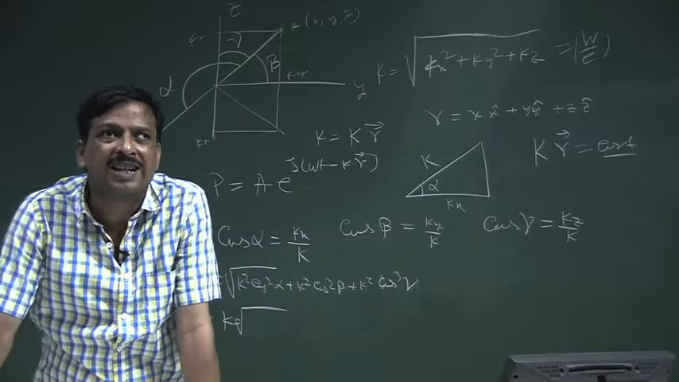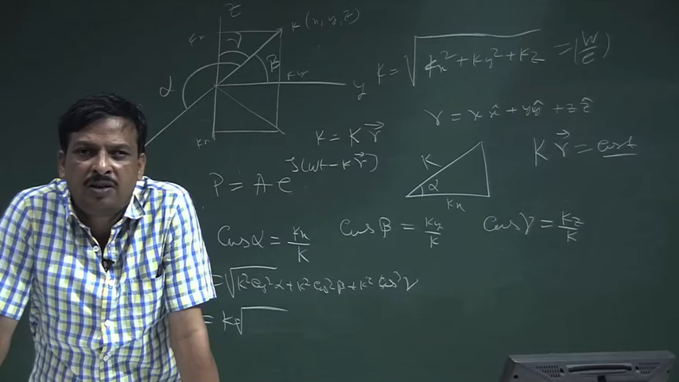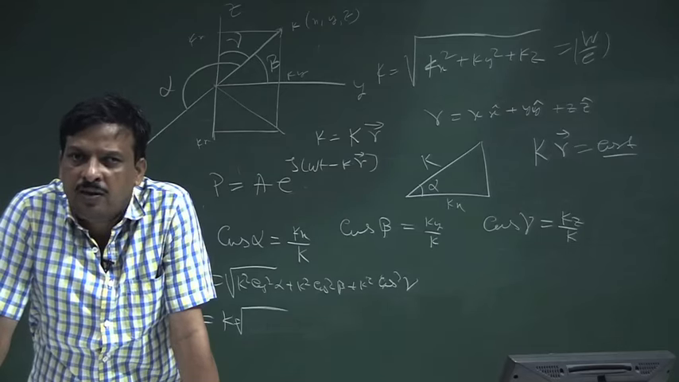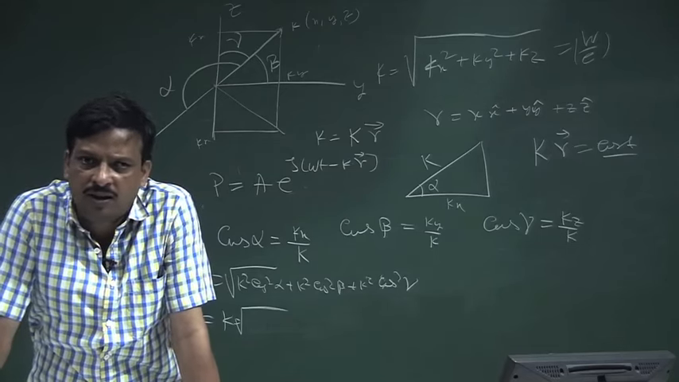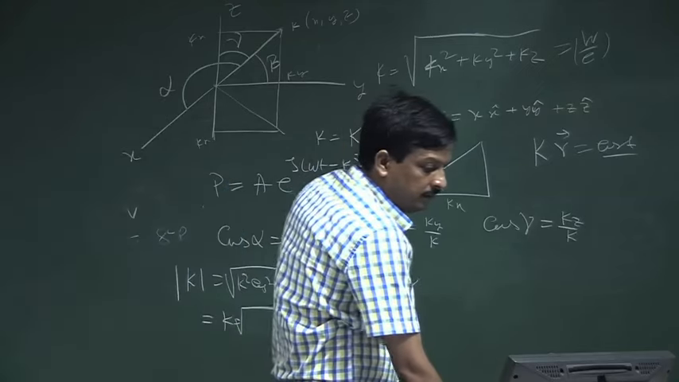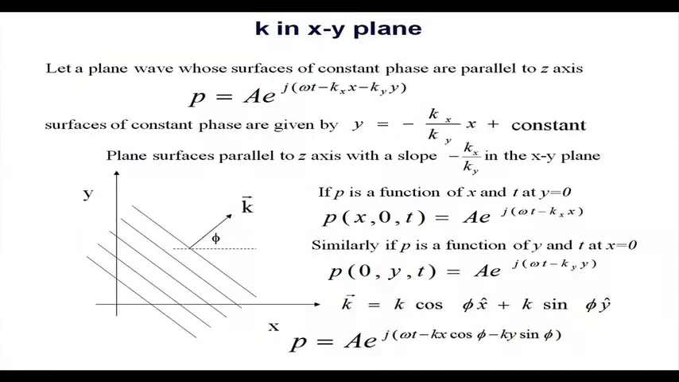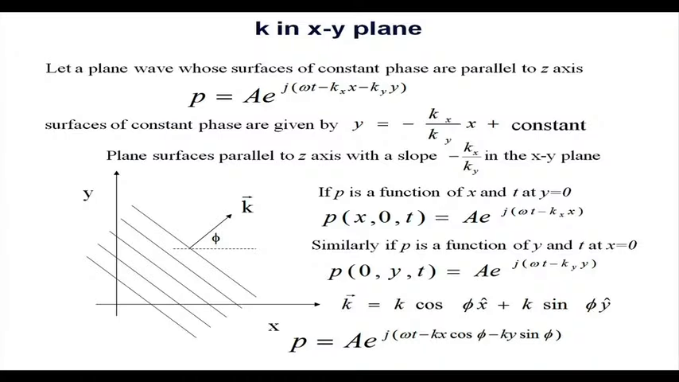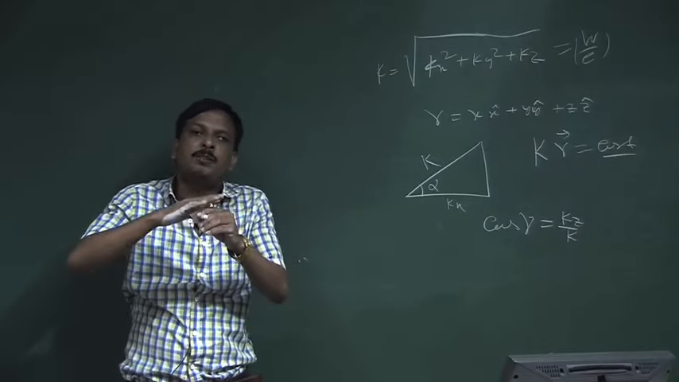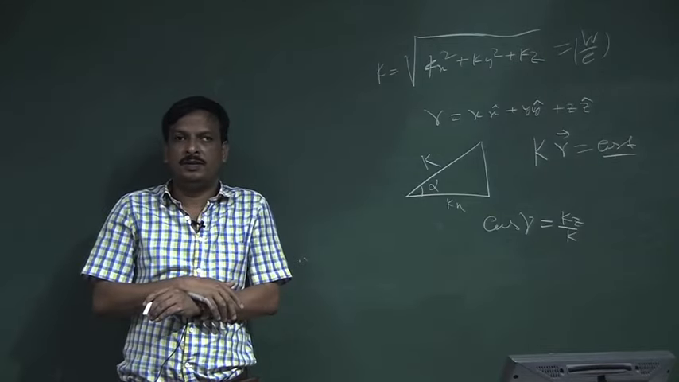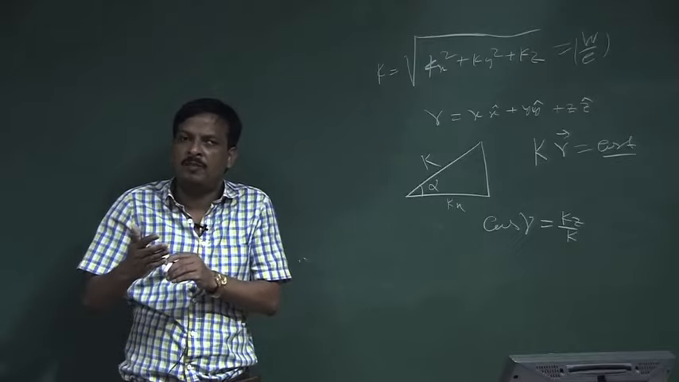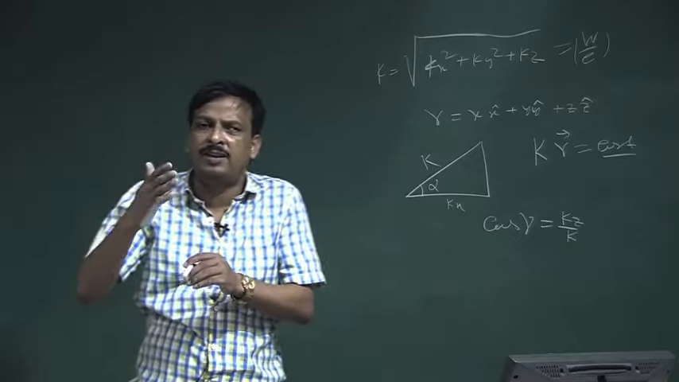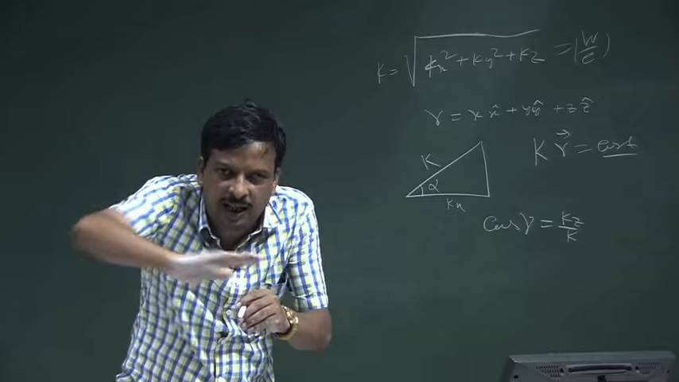The characteristic of the plane wave says that the direction perpendicular to the propagation has constant phase. So k into r is constant. So if it is constant, then let's consider a situation where my plane wave surface is parallel to the z axis. The surface of the plane wave is parallel to the z axis. That means the plane wave is propagated along the xy plane.